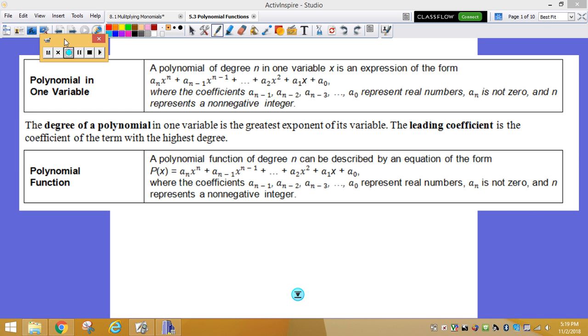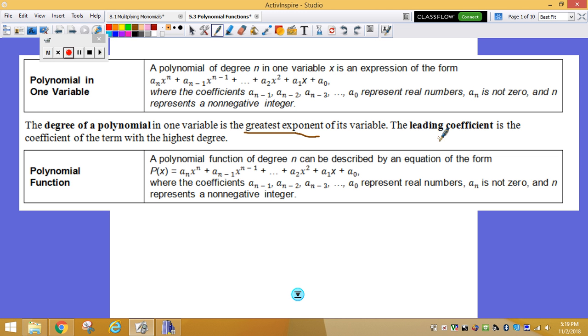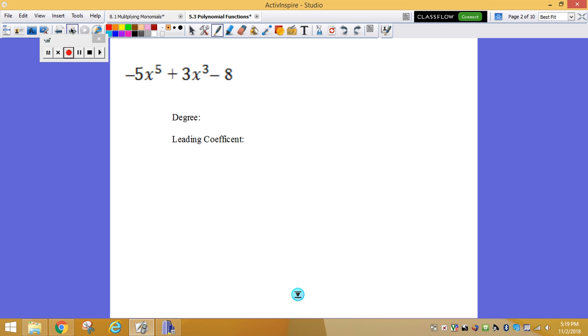What else do we need to know from this screen? We need to know the degree. Degree is the greatest exponent, the biggest exponent. So all of these, and I'll just show you the next one, they're going to have exponents. Your degree is going to be the biggest exponent, the biggest number. And your leading coefficient is the term that's in front of that variable. So let's just dive right in. It's pretty easy stuff. So degree is your biggest exponent.